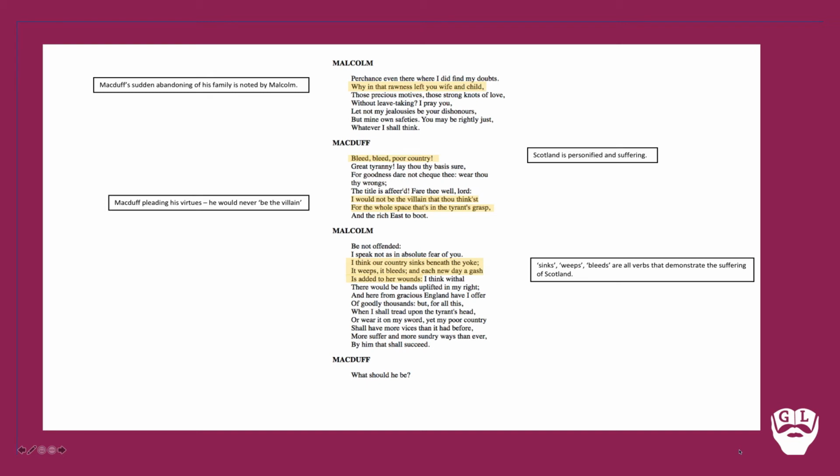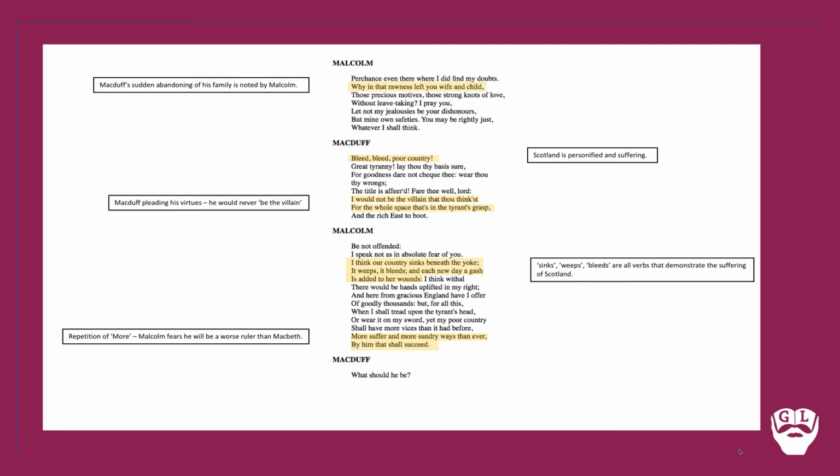And that's an important point to mention here, that Macbeth is slowly destroying the country of Scotland, and in doing so, the heavens. "So more suffer and more sundry ways than ever by him that shall succeed." This repetition of more and more. Malcolm fears that the longer Macbeth continues to reign, the longer Scotland will suffer as a result.